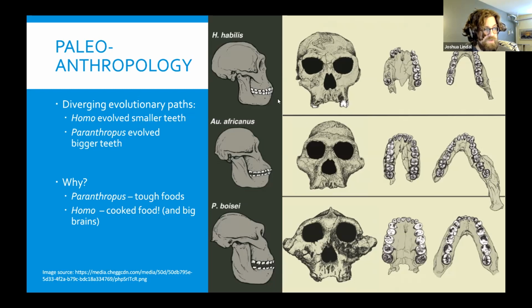And one of those branches became humans, and we evolved smaller teeth because we evolved bigger brains. And we were able to find higher quality foods. And also we learned how to cook food and process food to digest, and we can get more energy with it. But when we cook food and we process it, it makes it softer. We don't need big teeth to chew it. So our teeth evolved to be smaller.